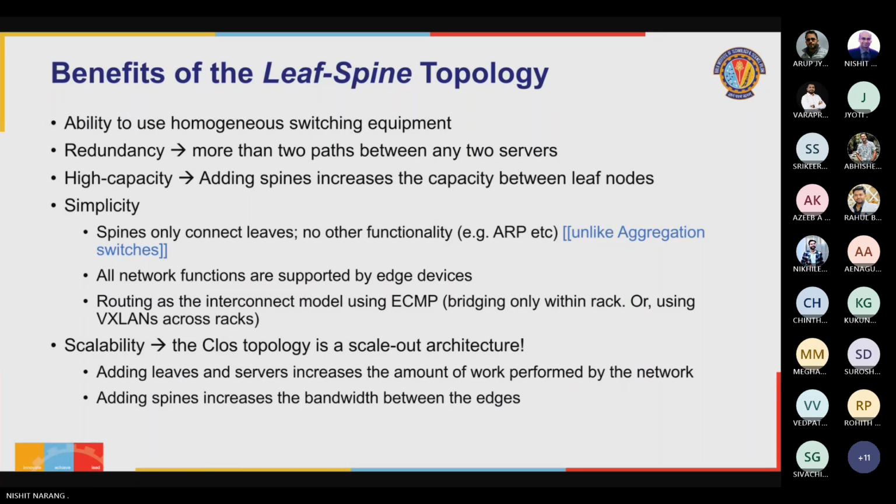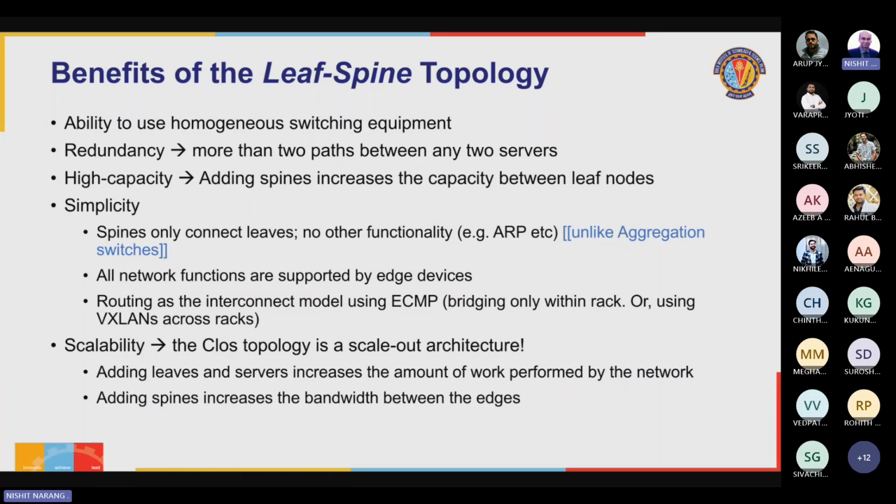We also saw that this is a scale out architecture, because when you need more capacity or bandwidth in the backbone of the data center network, you can add more spine switches. So by adding more spine switches, you get more bandwidth between the edges. Whereas if you need more computational power, you want the data center network to do more work, you add servers and leaf switches, which enable you to support higher computational power. So it's a scale out architecture.